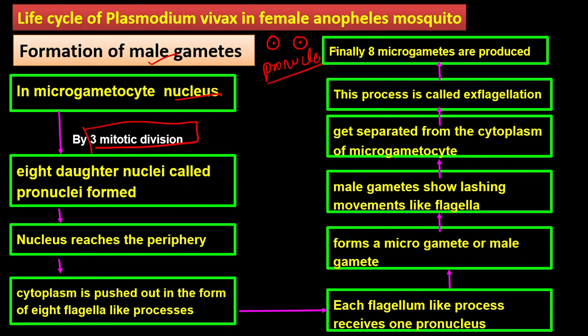We have given a special name to the nucleus of the gamete: we call it pronuclei. So in the microgamete, three mitotic divisions take place. Three mitotic divisions means: one division gives how many nuclei? 2. Then the second division gives 4. Then the third gives 1 2 3 4 5 6 7 8. How many? 8 nuclei will be formed. How many? 8 pronuclei will be formed, right?